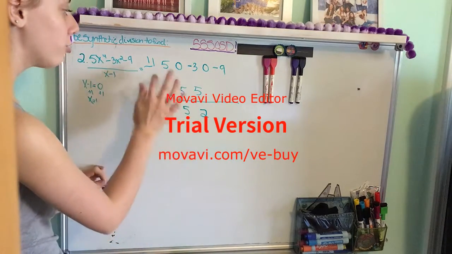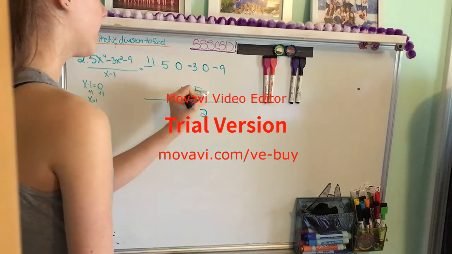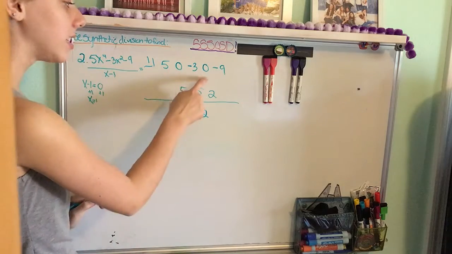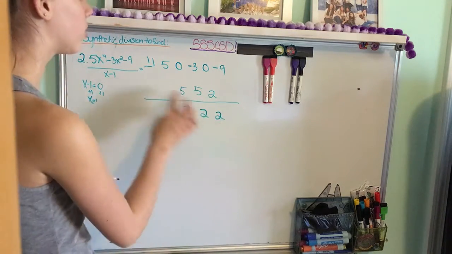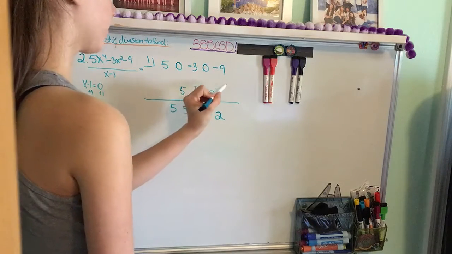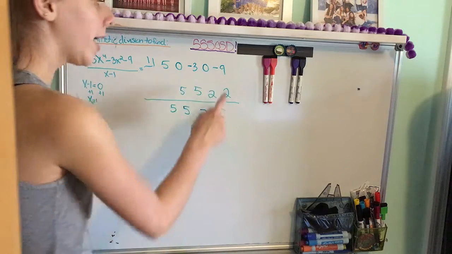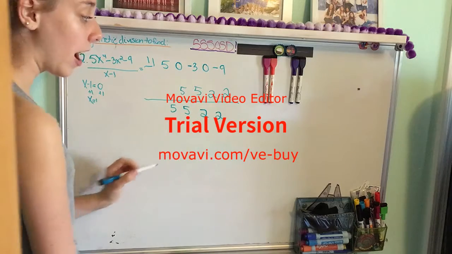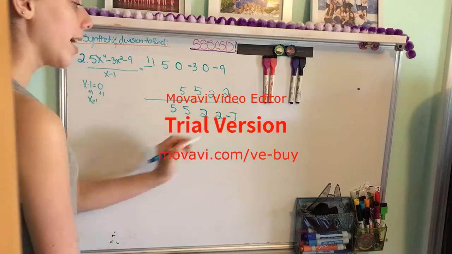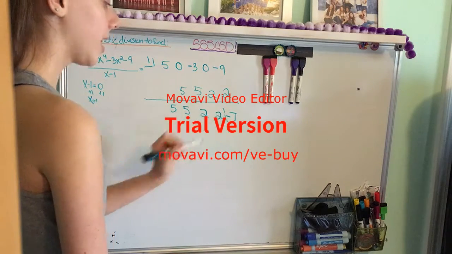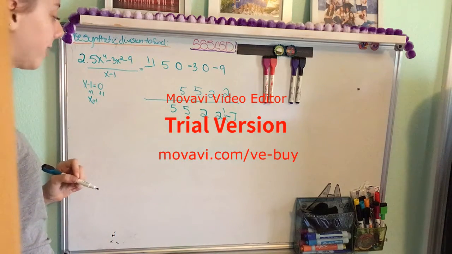And multiply 2 by positive 1 to get 2. Add 0 and 2 to get 2. Multiply 2 and 1 again. You get positive 2. And now you're going to add it to negative 9. And negative 9 plus 2 is negative 7. And so, negative 7 is going to be our remainder for this equation.